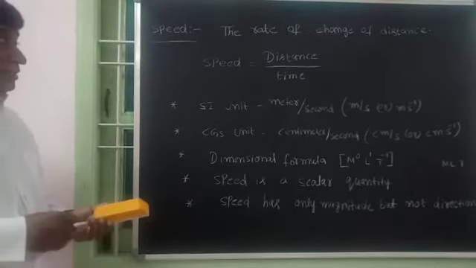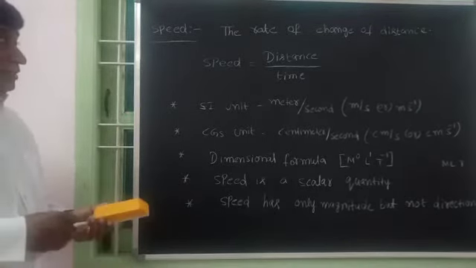In general, the average speed is delta x by delta t, whereas the instantaneous speed is the limit as delta t tends to 0, almost zero time but not equal to 0, of delta x by delta t. In this case we write it as dx by dt.